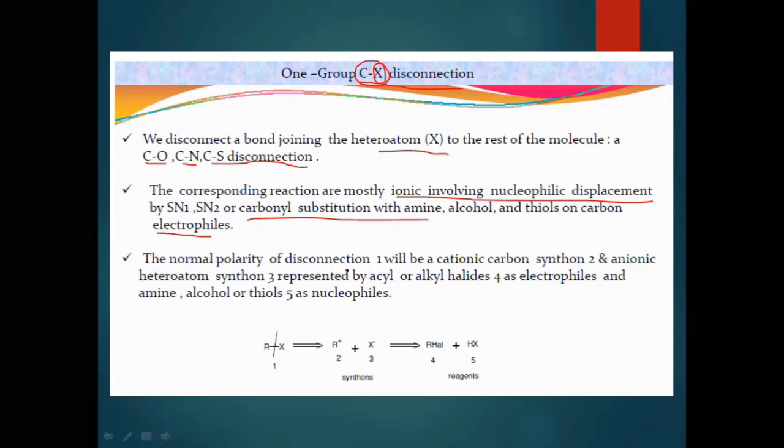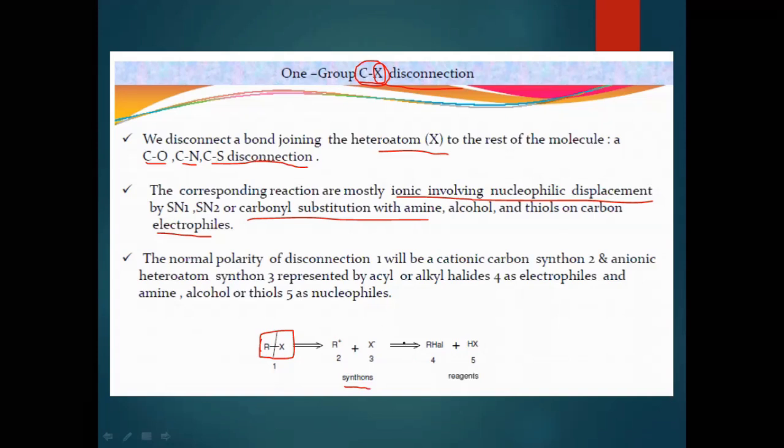The normal polarity of the disconnection is one. As and when you have a target molecule R-X, where R can be alkyl, this also comes under one group C-X. There is one C-X group present in this particular molecule. Then the disconnection site in this target molecule is between the R and X bond. During the C-X disconnection, you will get two types of synthons: R plus and X minus.